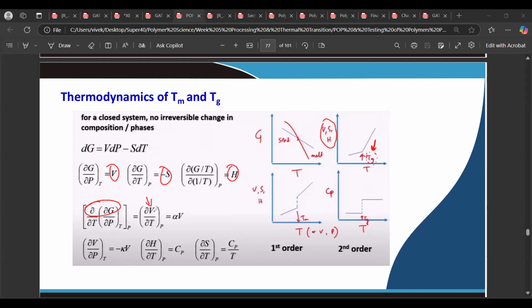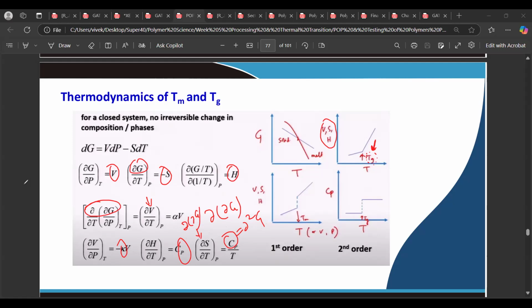Now the first derivative of V, what will happen? ∂V, and V is itself ∂G. If you replace V with ∂G, it's nothing but ∂²G, right? So you can see here your alpha, your Cp, your K. Cp is what? The first order derivative of S, where S itself is the first order derivative of G. If you put S equals ∂G here, it becomes a second order derivative. So Cp versus T is also an indication of a second order derivative.